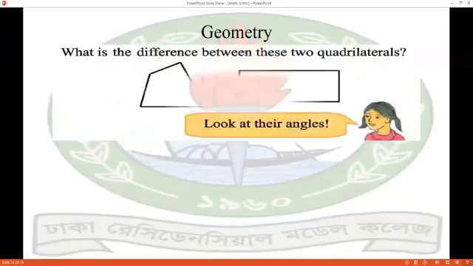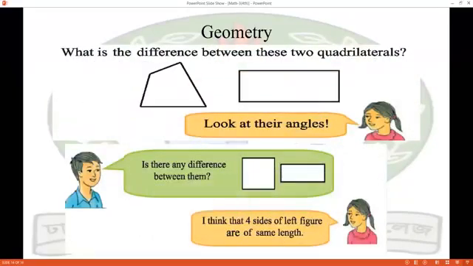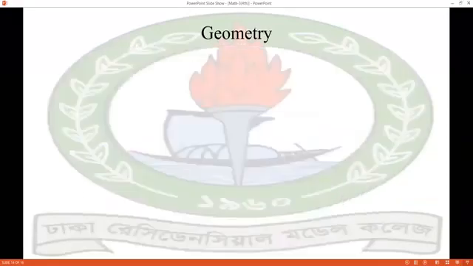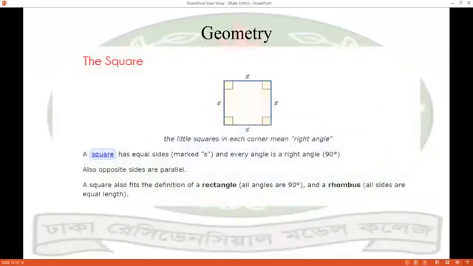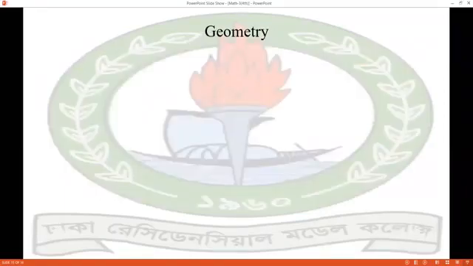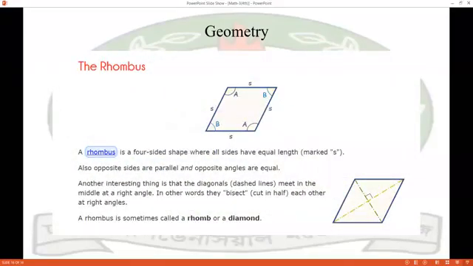And this is the number 2 slide. You can save it from your device. We have less than 1 minute. This is the square. You can save it from your device and you can write it. And this is the last, rhombus. You can save it in your device.